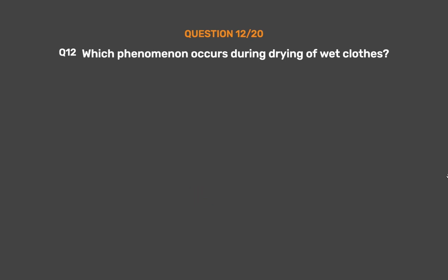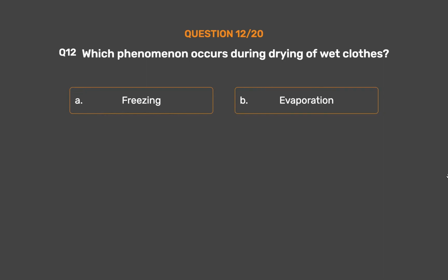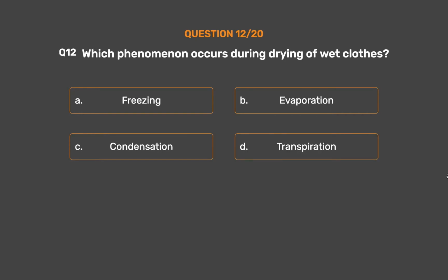Question number 12. Which phenomenon occurs during drying of wet clothes? Option A. Freezing. Option B. Evaporation. Option C. Condensation. Option D. Transpiration.